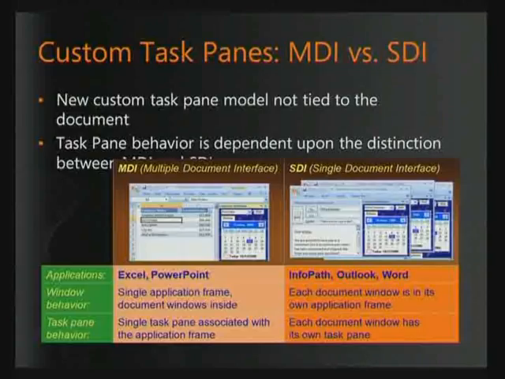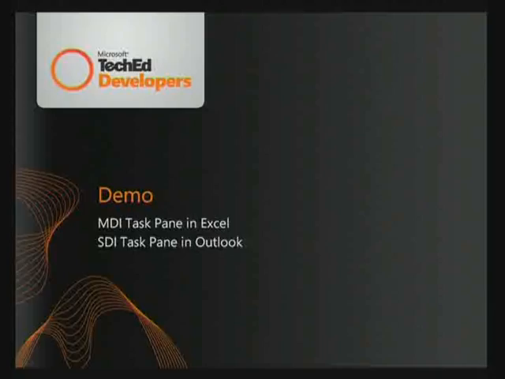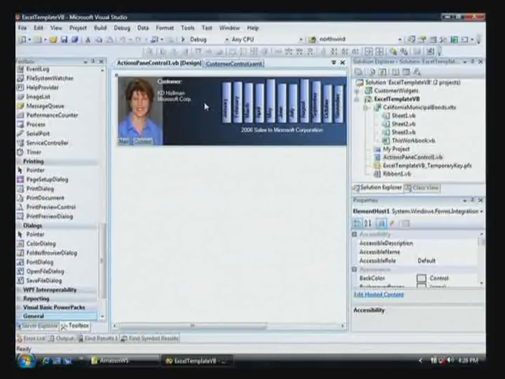All right, so let's take a look at Excel and Outlook to get a good idea of what's going on here. So the first thing I'm going to show, computer 3. So what I have here is my WPF control that I have inside of the element host. Very similar to what you saw in the keynote today.